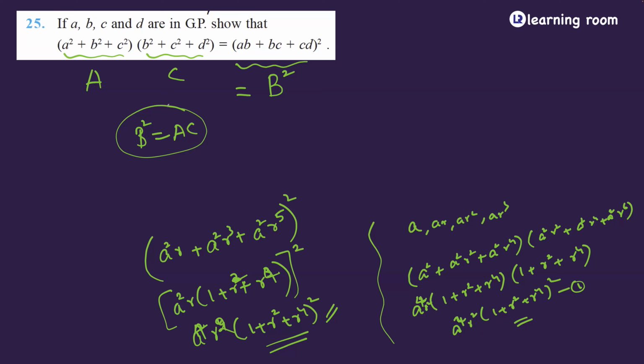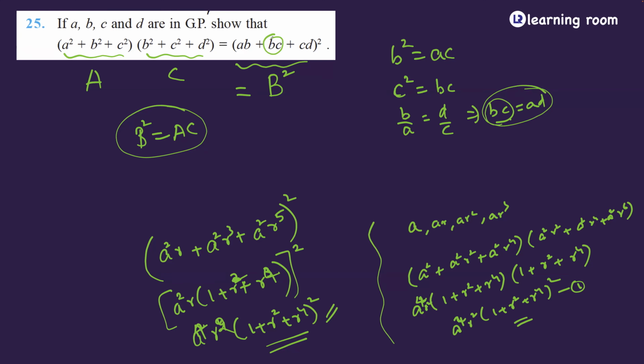If you don't take R into consideration and start solving it directly, I'll tell you what problem you'll face. You need to be very careful while solving it. Since A, B, C, D are in GP, you can write B square is equal to AC. Similarly, C square is equal to BD. Similarly, B by A is equal to D by C. The ratio of these two terms is equal to the ratio of the two subsequent terms. So you will have BC is equal to AD. You have to take this BC, substitute it here, and then start solving.